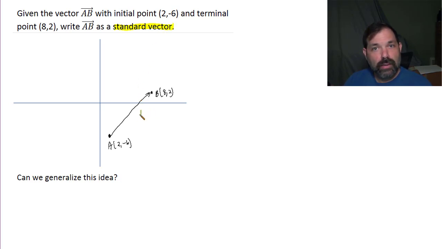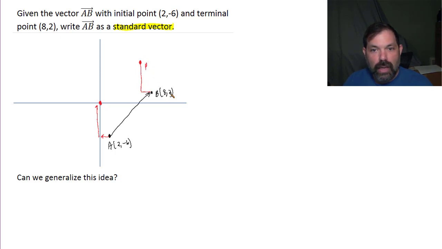So remember that for the standard vector, I need to translate AB so that its initial point is the origin. Well, if I translate A so that its initial point is the origin, I would shift it 2 units left, and 6 units up. And so its initial point is now the origin. But I would have to do the same with B. I'd have to move it 2 units left and 6 units up. And that would give me my new point P.